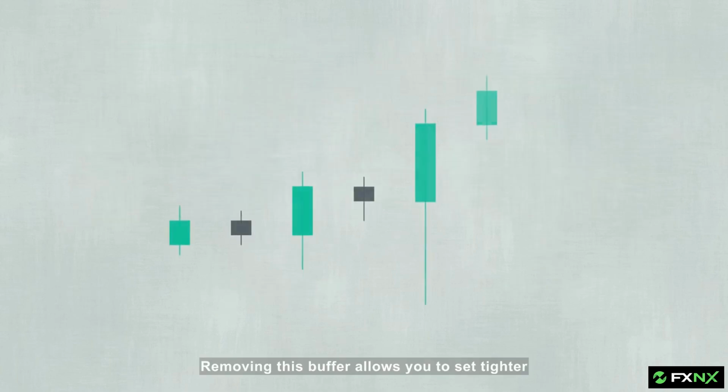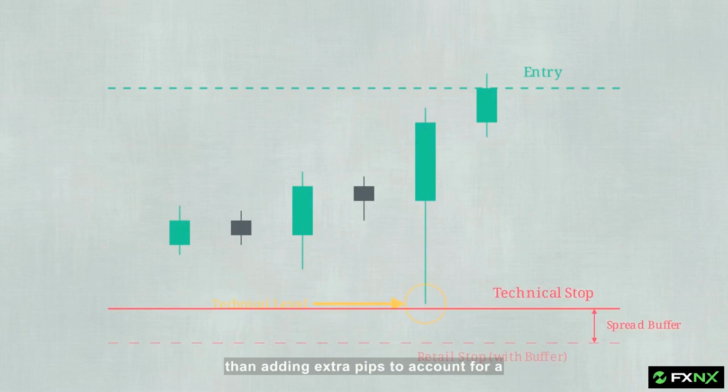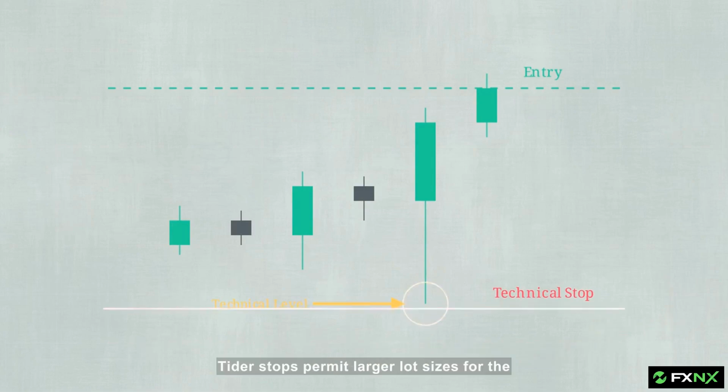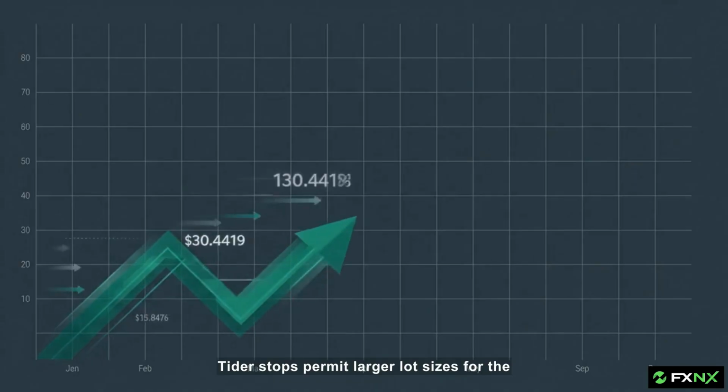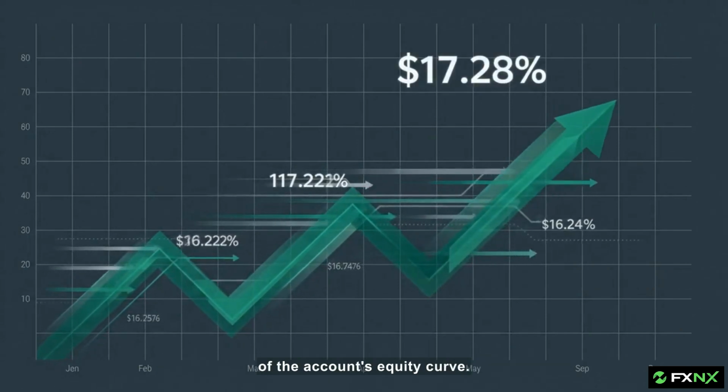Removing this buffer allows you to set tighter technical stop losses based on the chart, rather than adding extra pips to account for a wide spread. Tighter stops permit larger lot sizes for the same dollar risk, directly increasing the geometric growth of the account's equity curve.